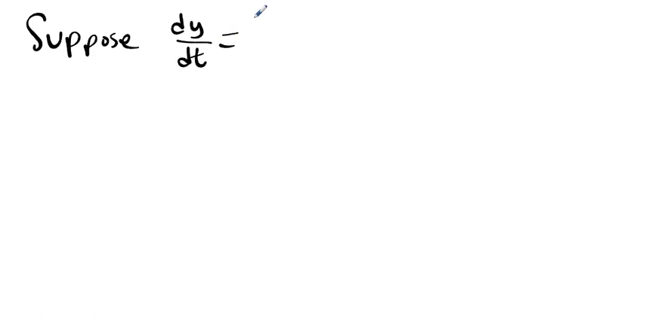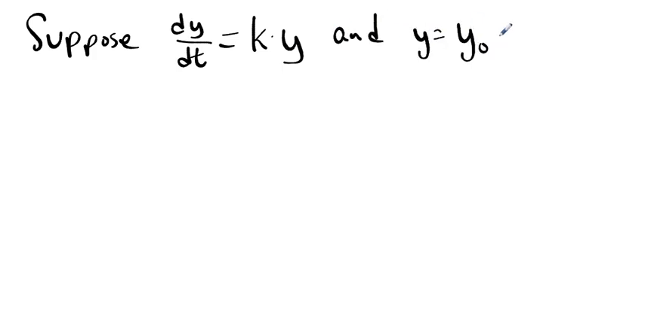Let me set things up for us. Let's suppose that for some quantity y, the derivative of y with respect to t is some constant times y. And let's suppose that there's some initial condition where that quantity y has some initial value when time is 0. And you've seen these questions in a bunch of different ways in your high school career.